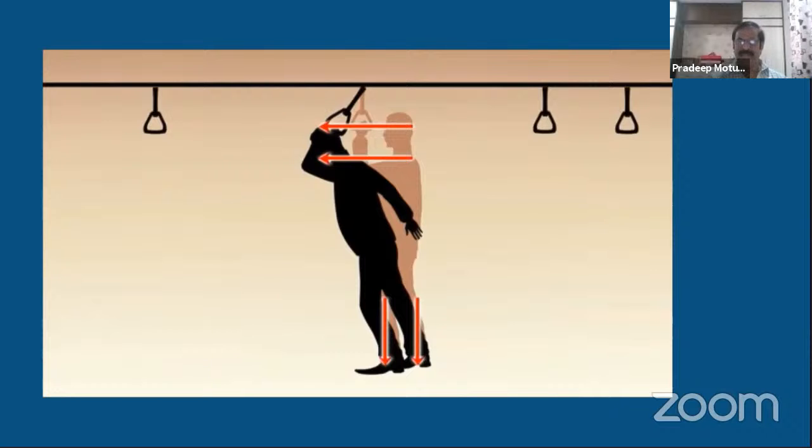When the driver applies the brakes, the bus actually stops, meaning the base is stopped. But the remaining part is still in motion. So that is why the person in the bus jerks forwards. That is nothing but inertia of motion. That means we can say that the inability of the body to change its motion by itself is called inertia of motion. Okay.